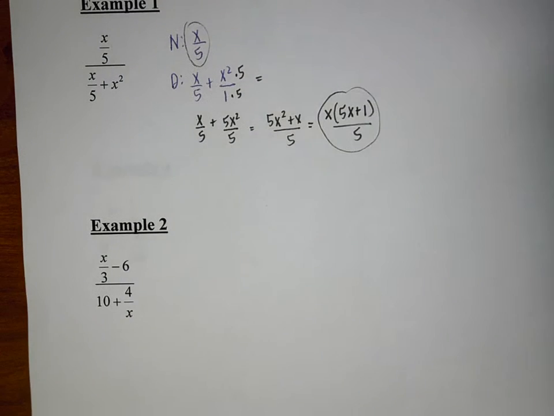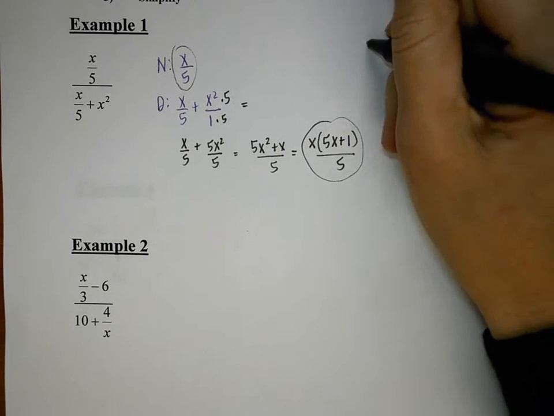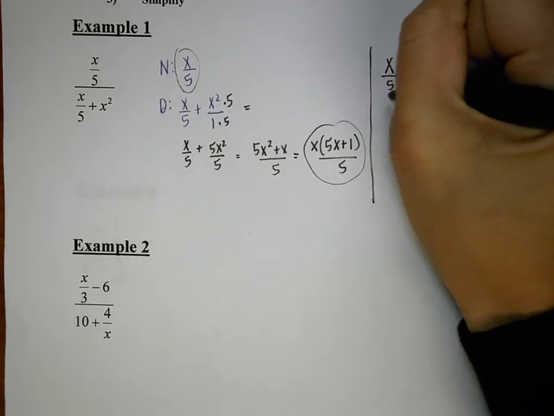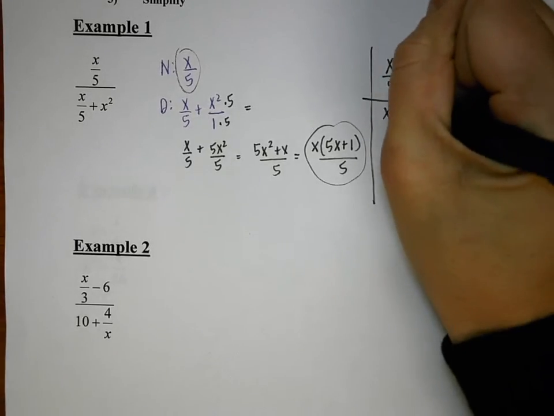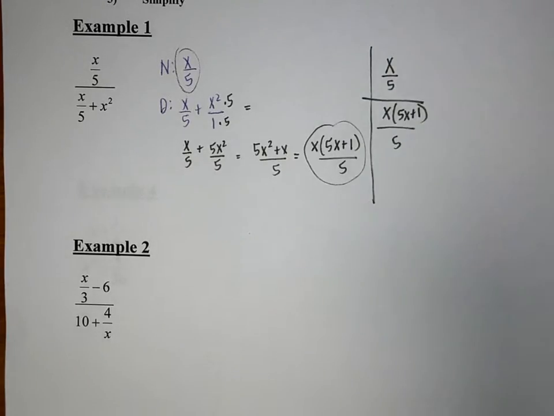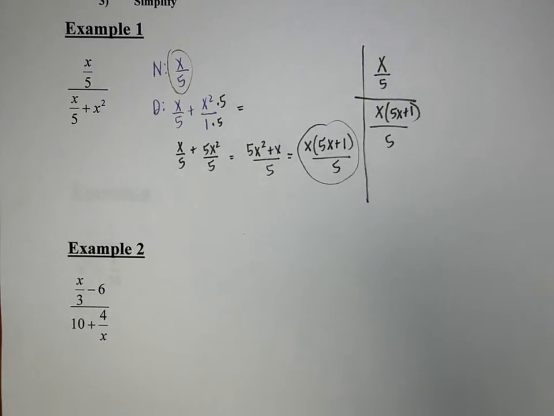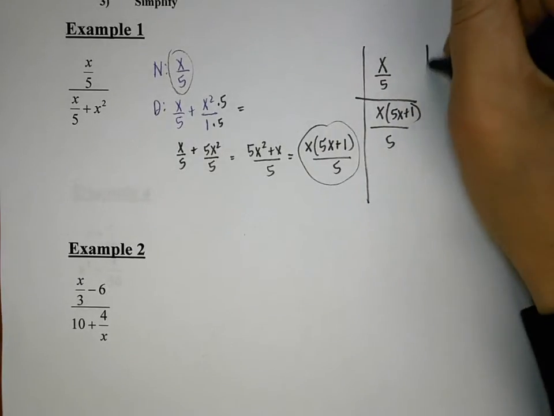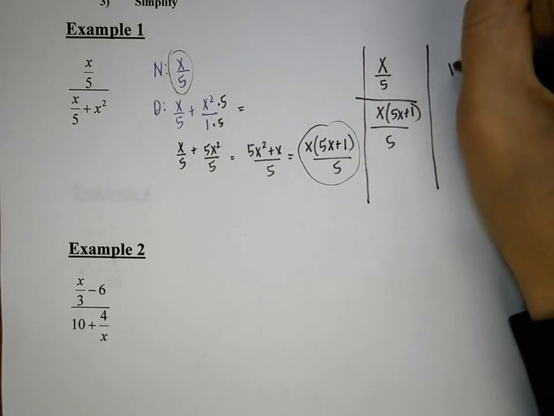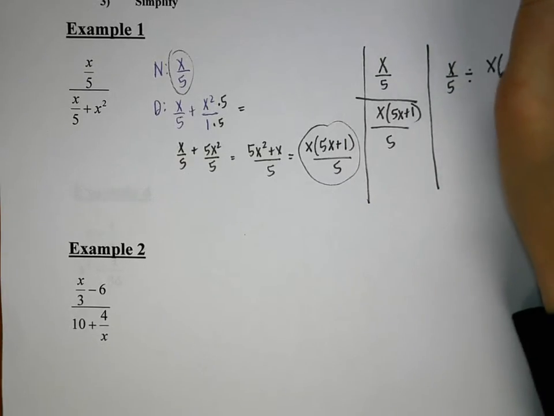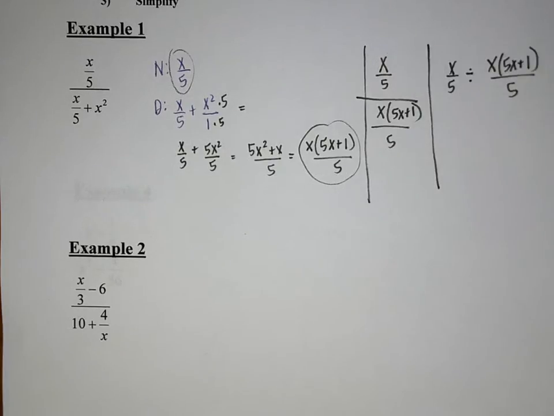So if we write it how they have it in the problem, and I'm just going to kind of separate this a little bit, you have it as x over 5 divided by x times 5x plus 1 all over 5. Another way to look at this, which I think makes more sense, is that you have it as, I'm just going to make another line here. This is x over 5 divided by x times 5x plus 1 over 5.